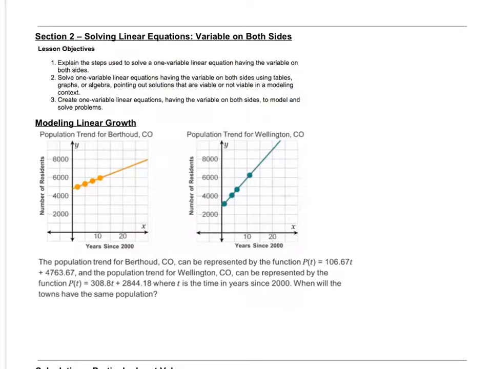Hello and welcome back to the Algebra 1 notes. This is section 2, and this is solving linear equations with variables on both sides. In section 1, we just had variables on one side. So we're going to switch it up a little bit.